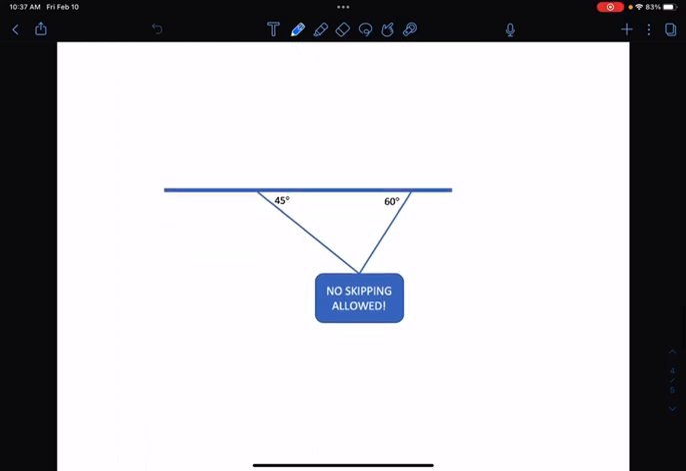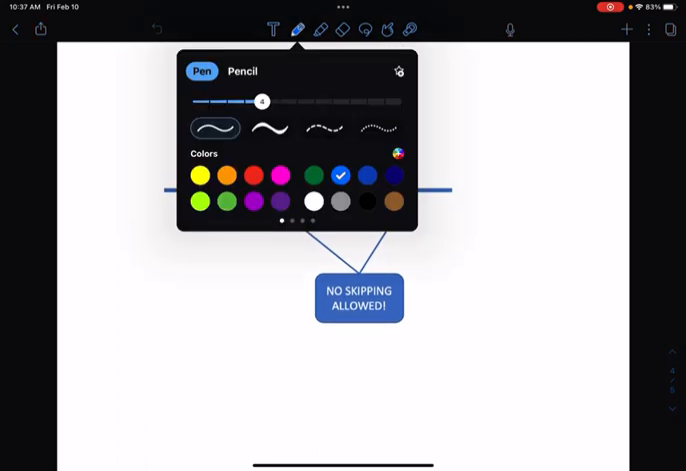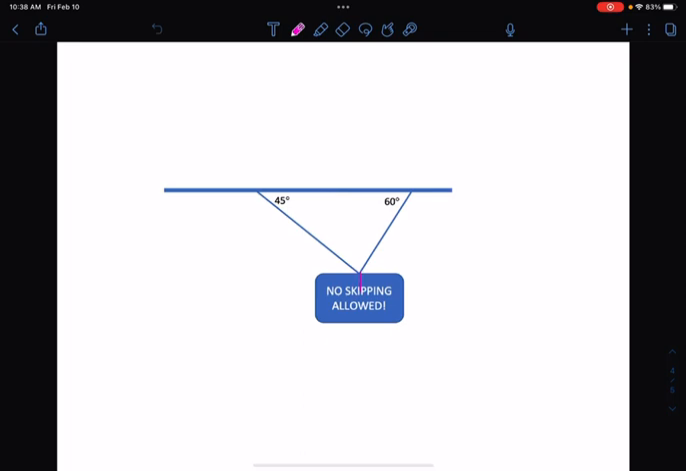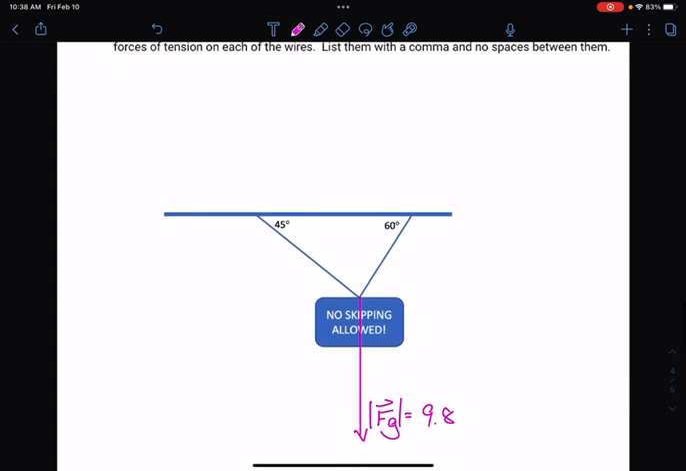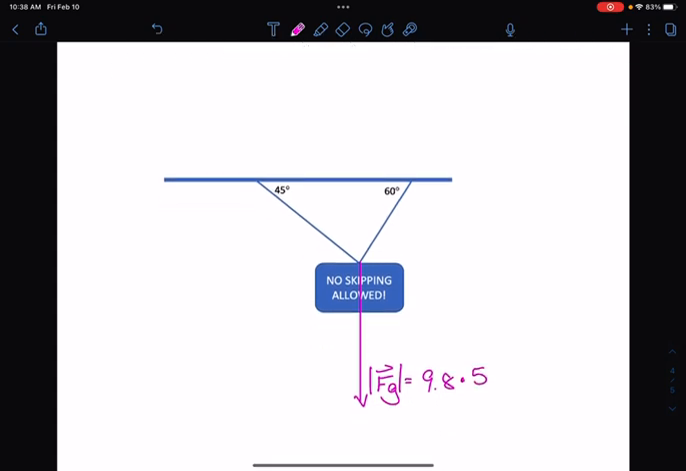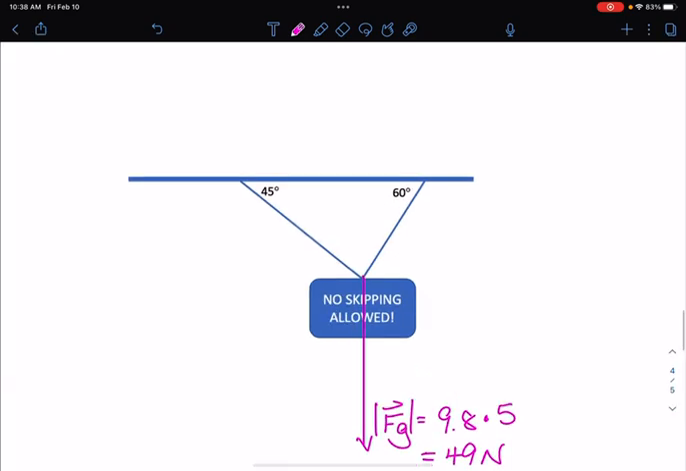So here's our diagram, and to start we have that the force of gravity is pulling down with a force of 9.8 meters per second squared times 5 kilograms, which is 49 newtons. So that's our force of gravity. And remember, that's balanced out by the force of tension on the ropes. So that's the big force of tension.